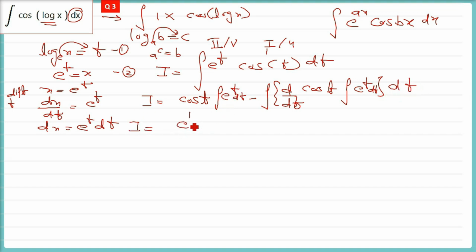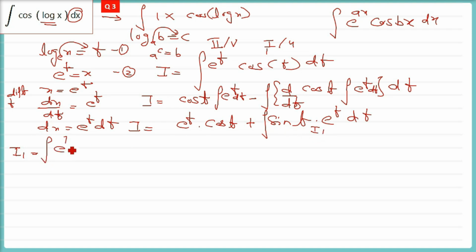So I will come like this. E raised t will be e raised t only. Cos t is unchanged. D by dt of cos t will be minus sin t. So this will become plus sin t inside the integration. E raised t will remain e raised t. Now e raised t sin t dt. So this, call it as I1, because we will do this I1 separately and then we will replace it. So I1 is a separate thing which we are doing.